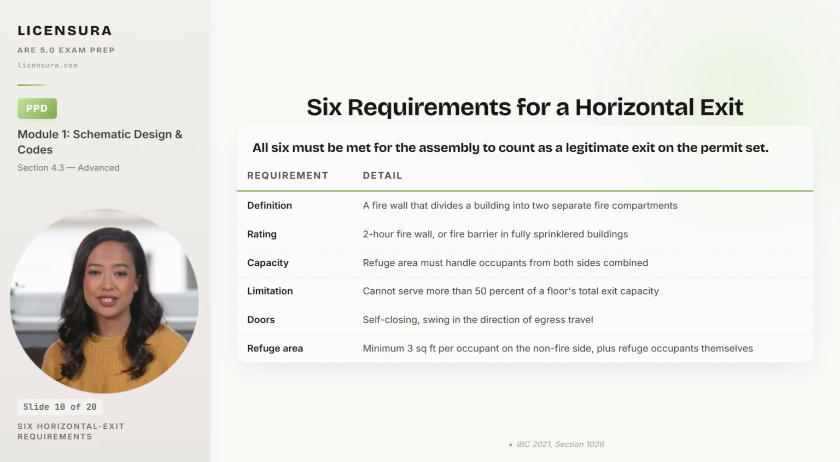Fifth, doors. Self-closing and swinging in the direction of egress travel, so the wall stays sealed when no one is moving through. And sixth, refuge area. Minimum 3 square feet per occupant on the non-fire side, computed for the combined load, including the occupants who already lived in that compartment. Miss the 50% rule, and the inspector reclassifies the exit. Suddenly, the floor is short on egress capacity, and the plan reviewer rejects it. Exit passageways operate on a parallel but distinct rule set.